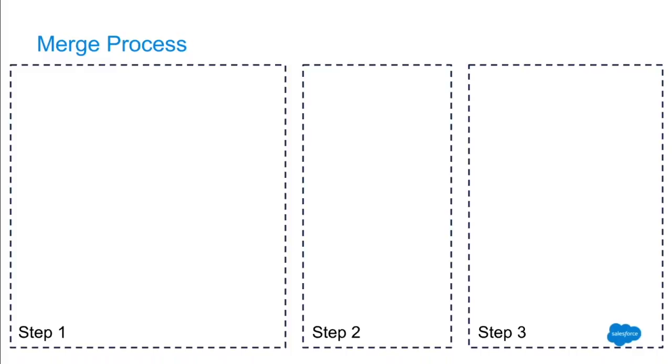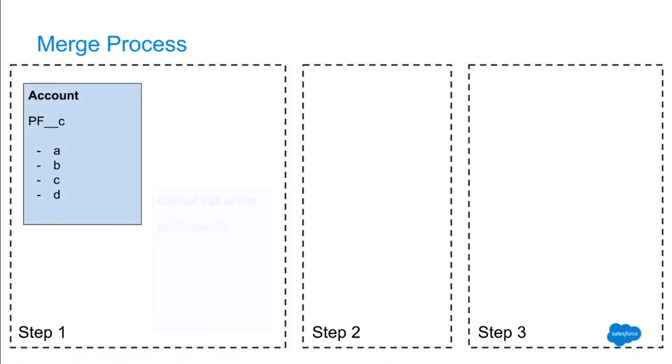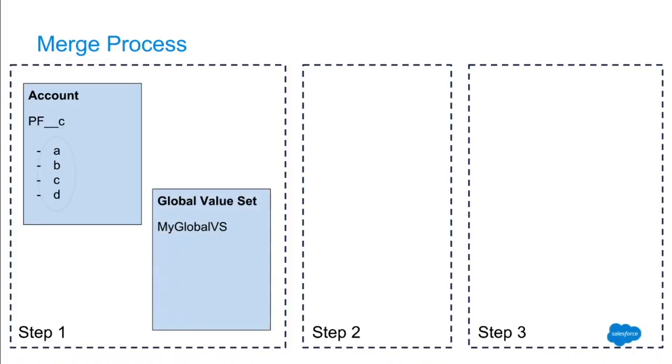Let's talk a little bit about how that app works in general before I move to the real demo. You can think about that app as a 3-stage process. Let's say you have an account with some picklist field on it, which has several values like A, B, C, D in my case. So what this app will do first, it will take your values and the existing global value set, and it will merge those values into that value set.